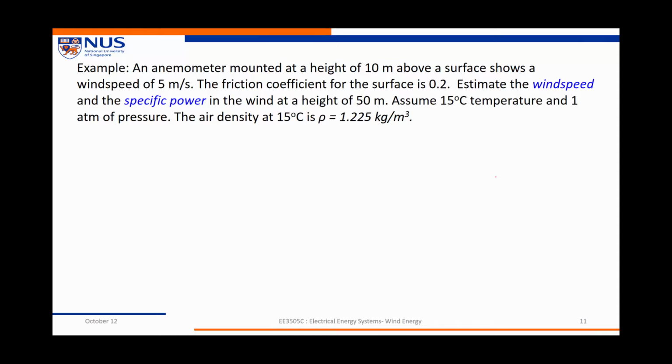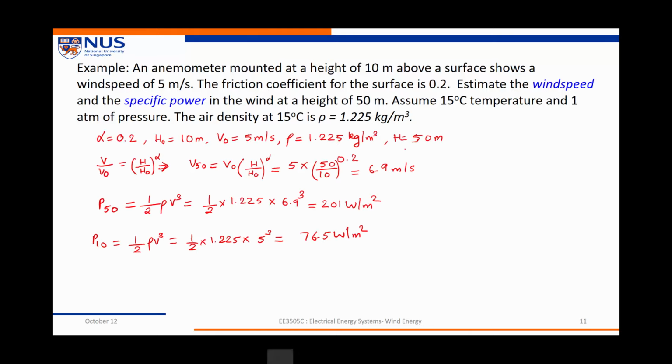The first numerical is: an anemometer mounted at a height of 10 meters above a surface shows a wind speed of 5 meters per second. The friction coefficient for the surface is 0.2. Estimate the wind speed and specific power in the wind at a height of 50 meters, 15 degrees Celsius temperature and 1 atmospheric pressure. The air density rho is 1.225 kg per meter cube. So what we just found out is that the specific power in the wind at 10 meters and 50 meters, it's about 2.5 times increase in specific power when we go from 10 meters to 50 meters.